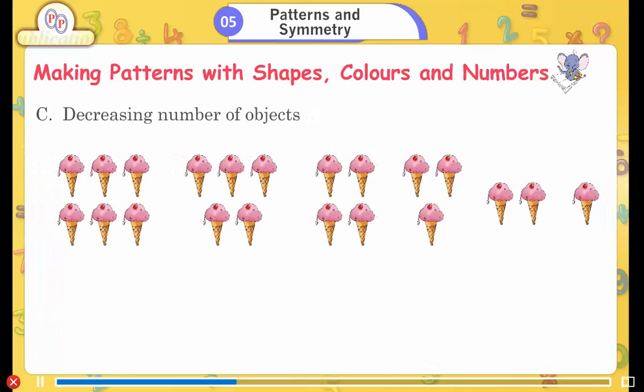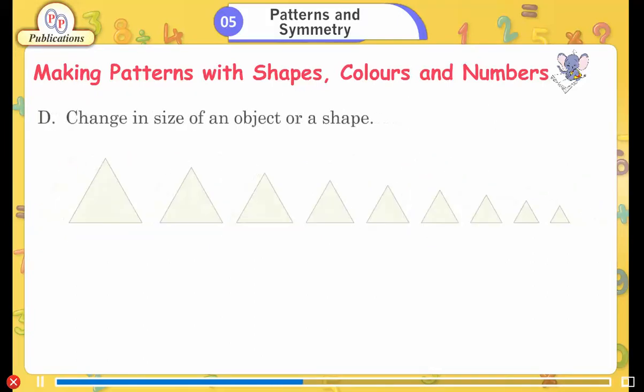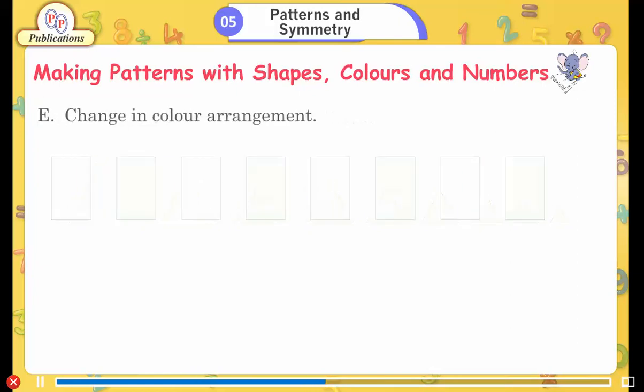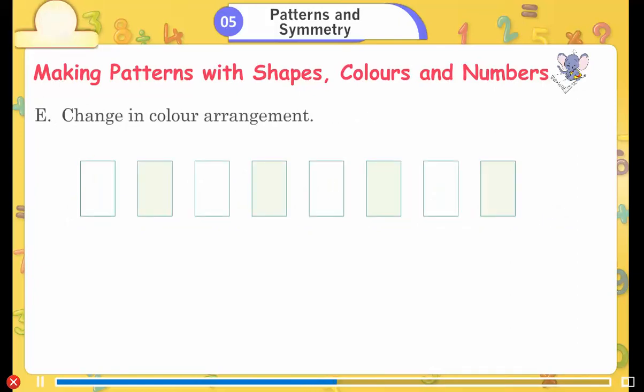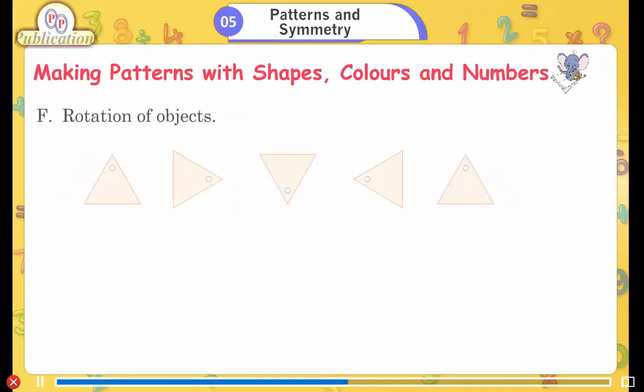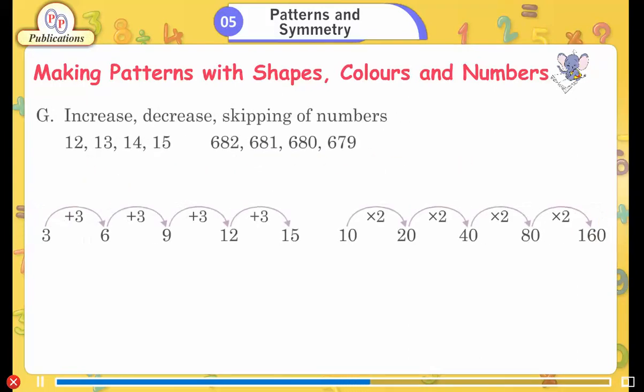C. Decreasing number of objects. 6, 5, 4, 3, 2, 1. D. Change in size of an object or a shape. E. Change in color arrangement. F. Rotation of objects. G. Increase, decrease, skipping of numbers.